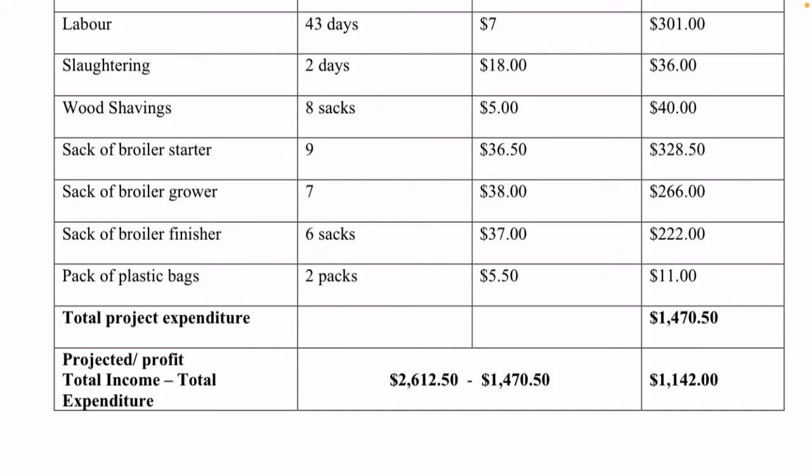So our total income was $2,612.50, and our total expenditure was $1,470.50. So in order to calculate our projected profit, we have income minus expenditure, which gives us $1,142. Right? So that's basically how you tabulate your completed budget. All right. Now let's take a look at the actual income and expenditure statement.